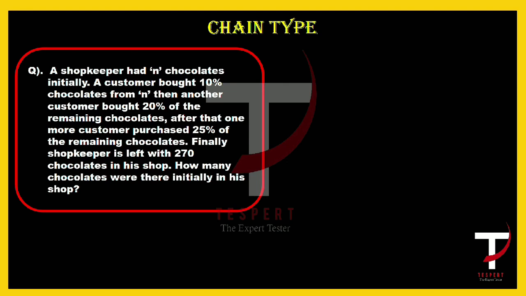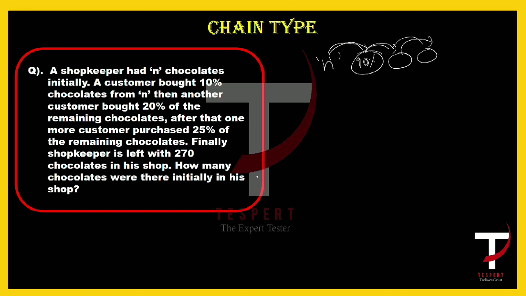Okay. So with these types of problems, see what happened. The shopkeeper had n chocolates initially, but a customer purchased 10% of these chocolates, and the final value became 90%. And then from this 90%, one more customer purchased. So this is like a chain type, right? Because of this, these questions are regarded as chain type questions. So what is the approach here?